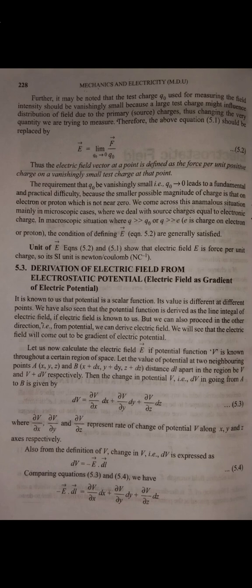Derivation of electric field from electrostatic potential. Electric field as gradient of electric potential. It is known to us that potential is a scalar function. Its value is different at different points. We have also seen that the potential function is defined as the line integral of electric field, if electric field is known to us. But we can also proceed in the other direction. That is, from potential, we can derive electric field. We will see that the electric field will come out to be the gradient of electric potential.